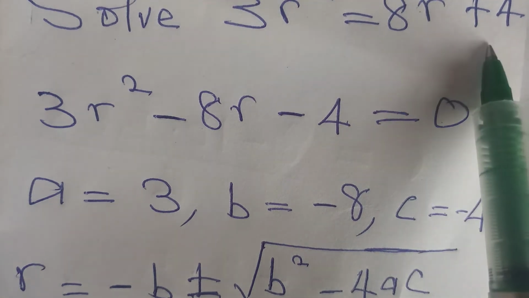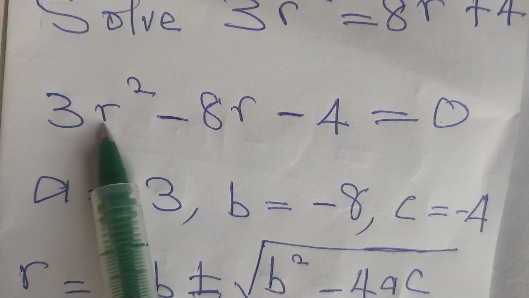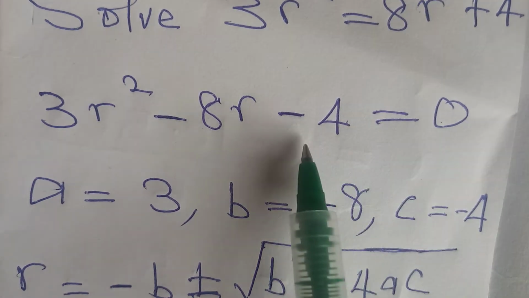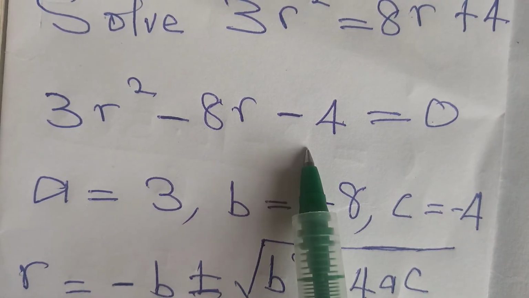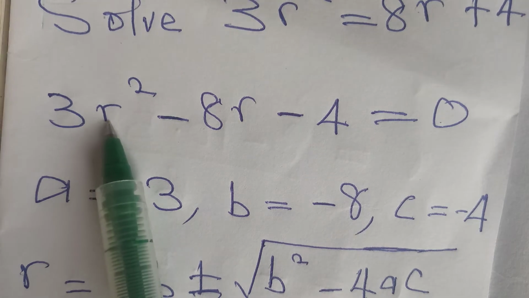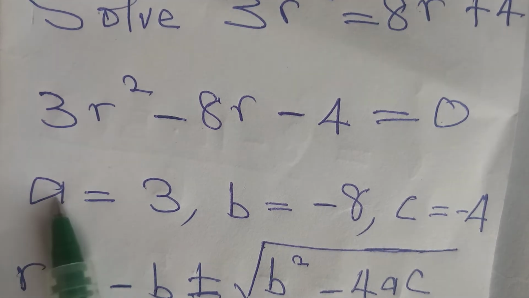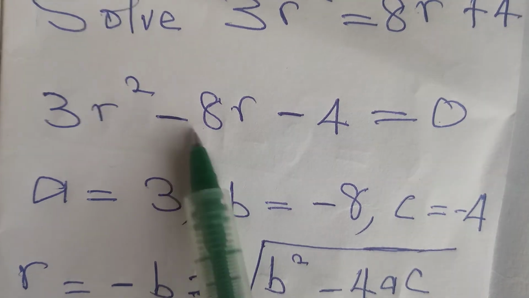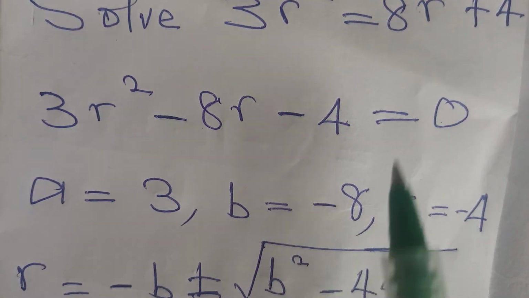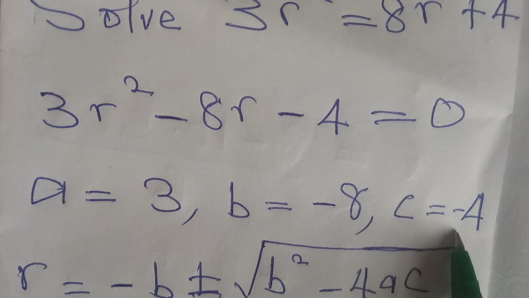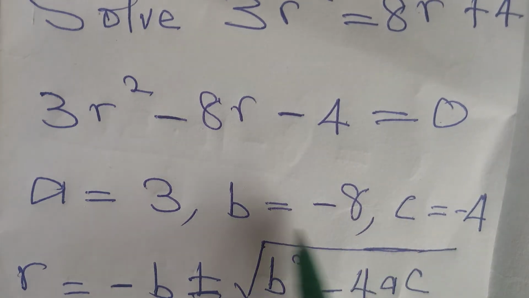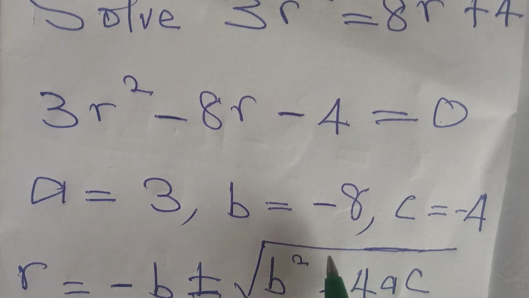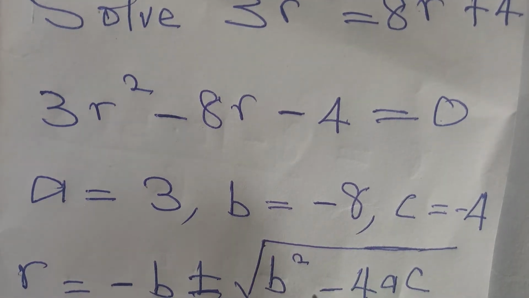This is exactly what I mean. If you equate everything to 0, you are going to have 3r squared minus 8r minus 4 equals 0. It is at this stage you pick your a, b, and c. The coefficient of r squared here is 3, so a equals 3. The coefficient of r here is minus 8, so b is minus 8. The constant term here is minus 4, so c is minus 4. Don't quickly throw away these negative signs. If you do, you will start wrongly.